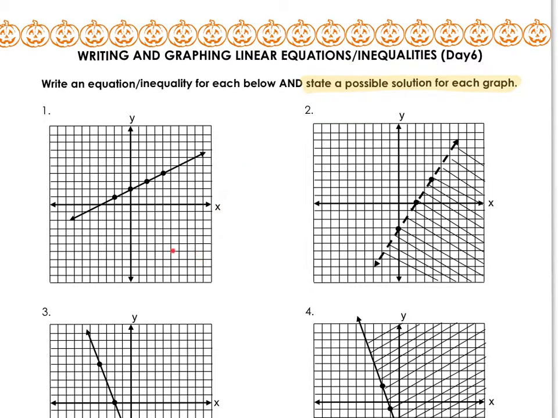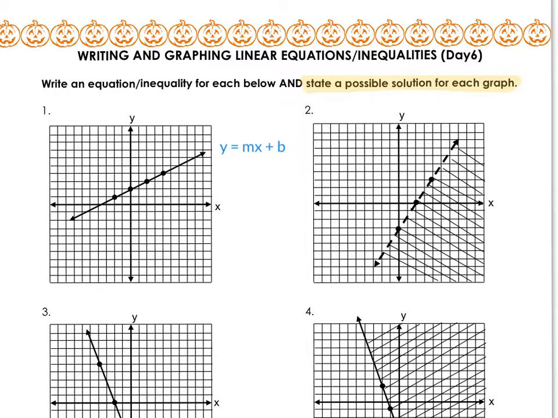We need to look at each graph and determine first if it's an equation or an inequality. Well, this first one, I'm noticing that it's a solid line and there's no shading, so that means that this is an equation. So I'm going to start off by writing the equation of a line: y equals mx plus b. So I need to find the slope and the y-intercept.